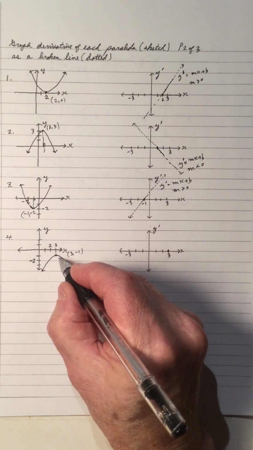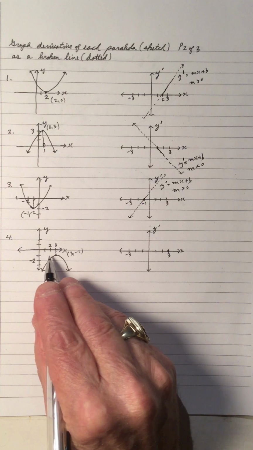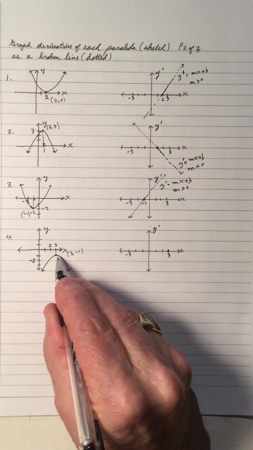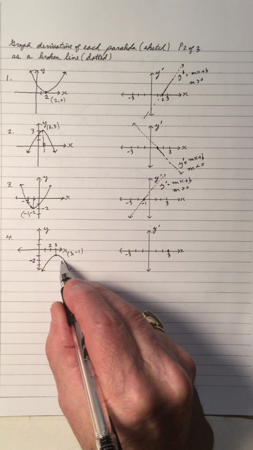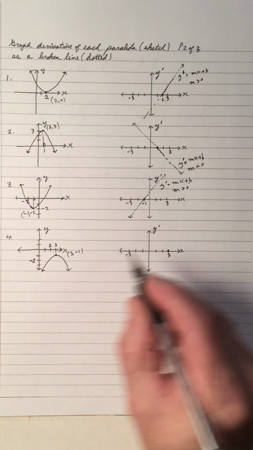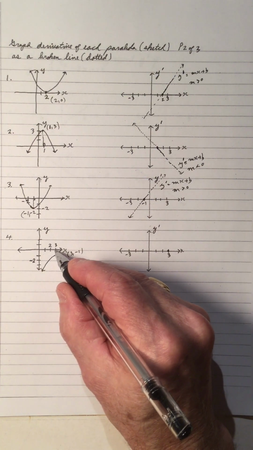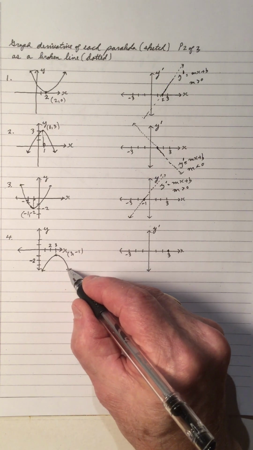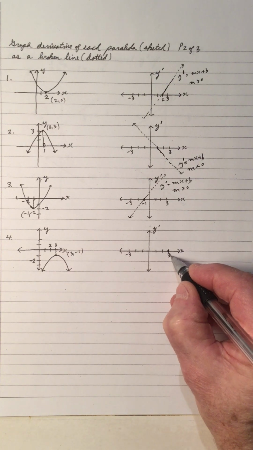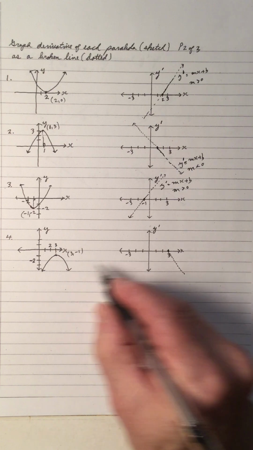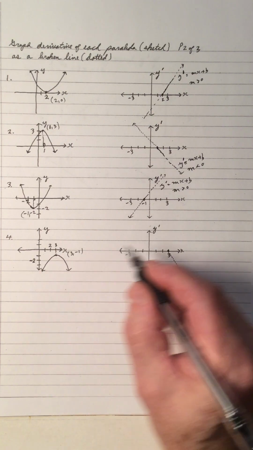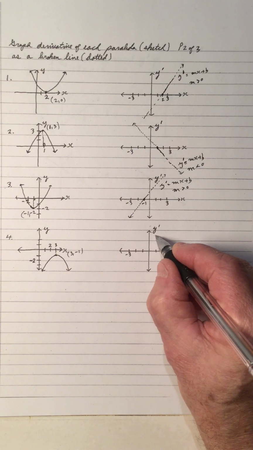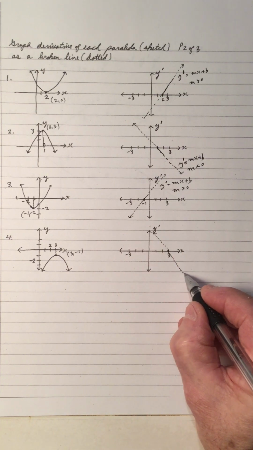And on this side, we have a what? This is negative. So on this side, if we go to the right side, the slope is negative, so it's going down. And on the left side, the slope of the tangent is positive, so it's going up. They're all on the same line.